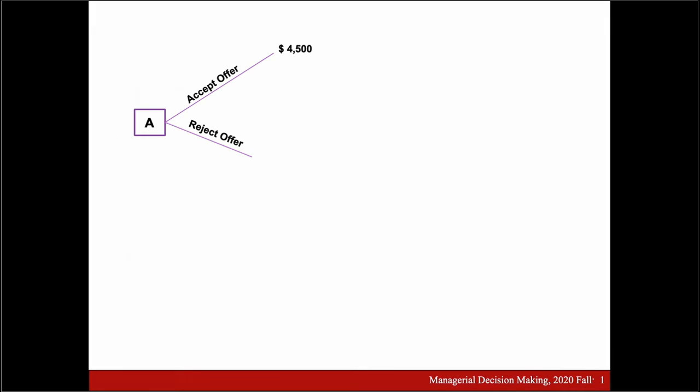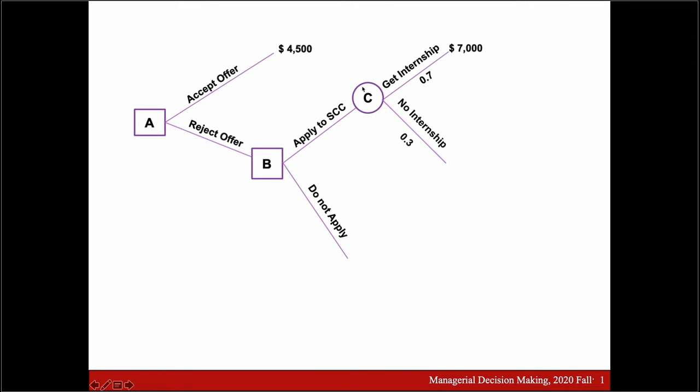At this point she rejects the offer, and what is the next step? The next decision will be whether she applies to the supply chain center or not. If she applies to the supply chain center, there must be some event. So here A and B are decisions, so that's why we use squares. And for C, event C, there is some chance: getting the internship 70%, rejected 30%. If she gets the internship, you have to write this payoff at the end.